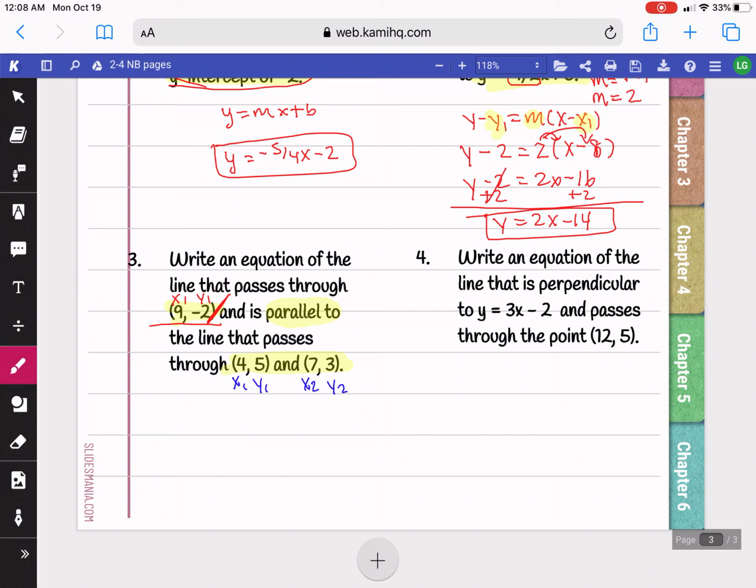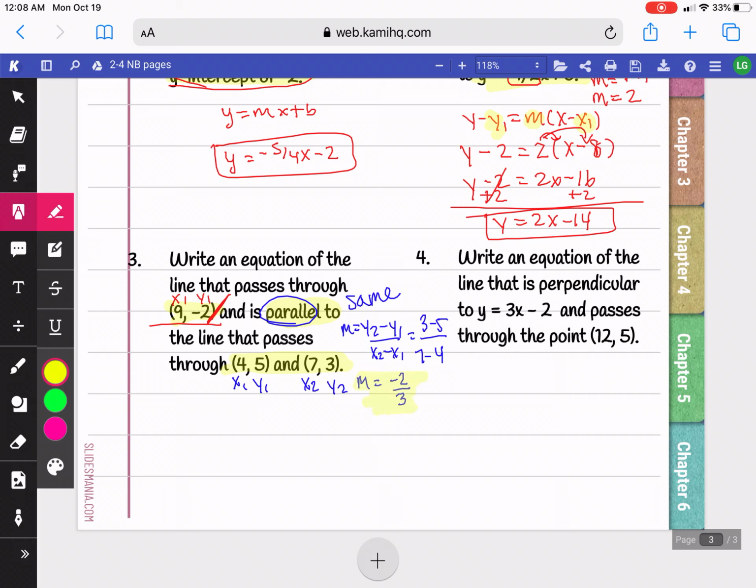So I'm going to have to use my slope formula. If I plug in for y2 minus y1, I get 3 minus 5. For x2 minus x1, I do 7 minus 4. This comes out to negative 2/3. And since it said parallel, I know my slope is the same. So my slope is also going to be negative 2/3.